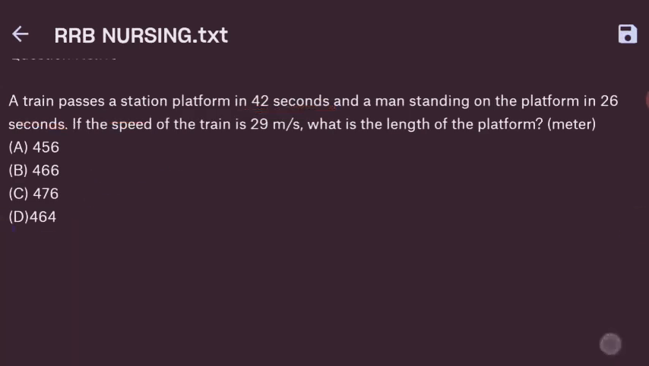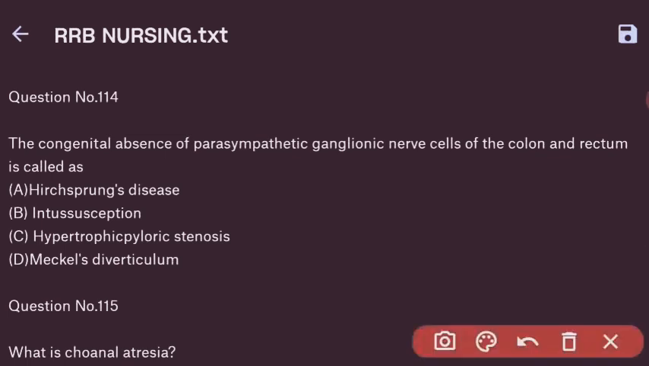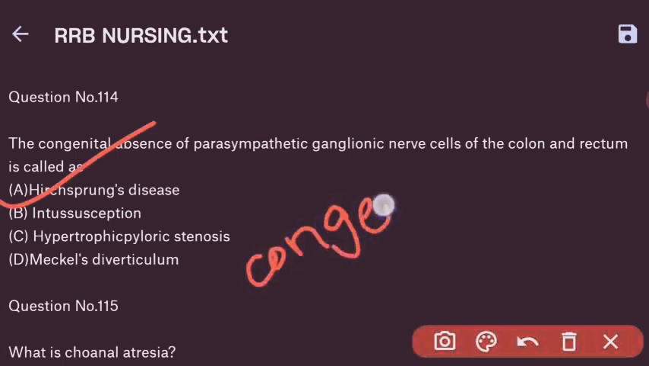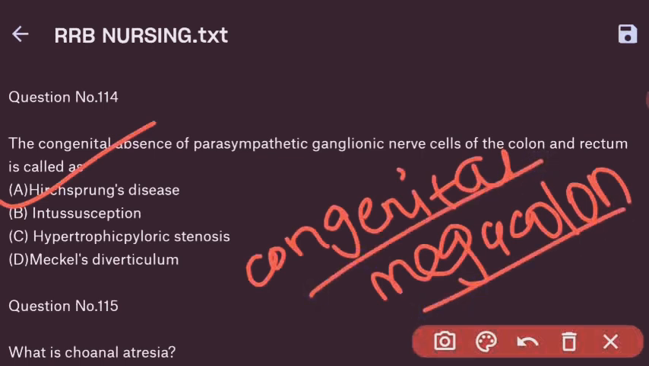Okay, next question. The congenital absence of a parasympathetic ganglion nerve cell of the colon and rectum is called Hirschsprung disease, or we can say congenital megacolon. The main characteristic of a congenital megacolon is absence of the first stool, we can say meconium, from the fetus. This is the main characteristic of a congenital megacolon. There is an absence of meconium at the time of birth.